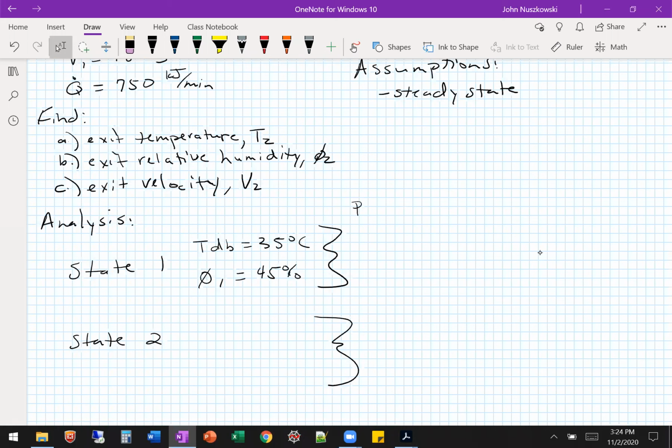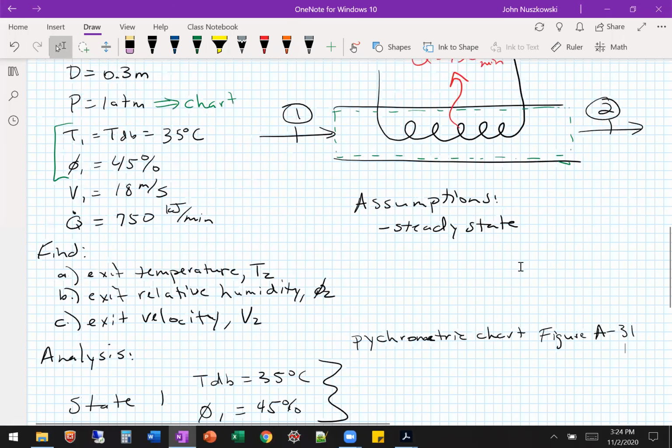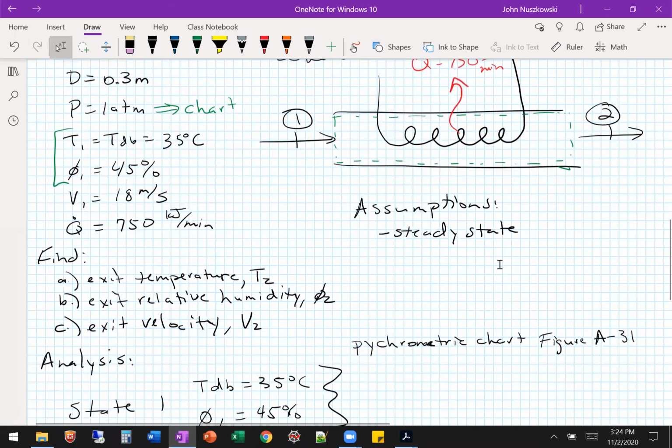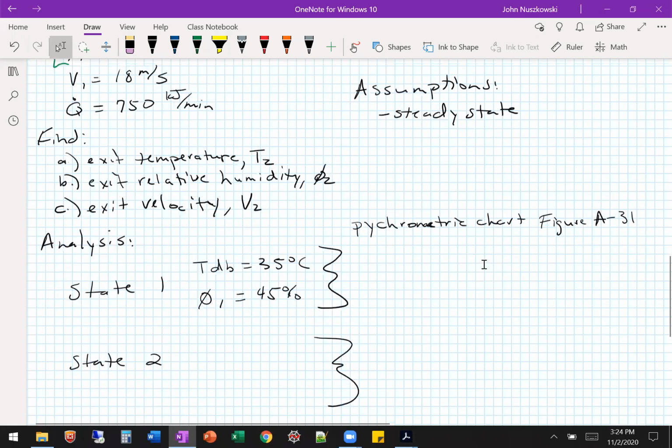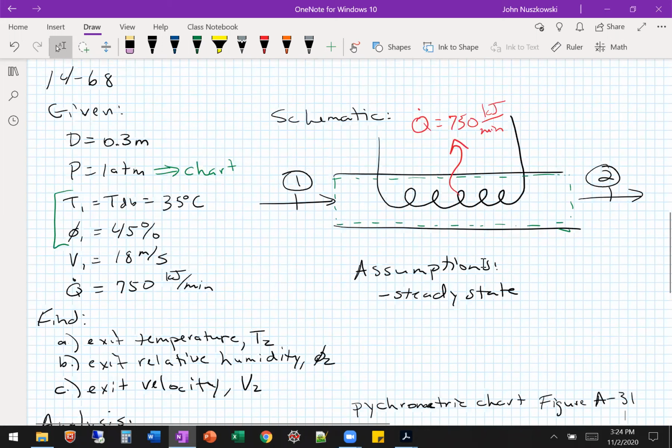Spell that. Chart. So that's figure A-30, 31. Okay. All right, so we have at least a setup there. What do you think we want to do next?